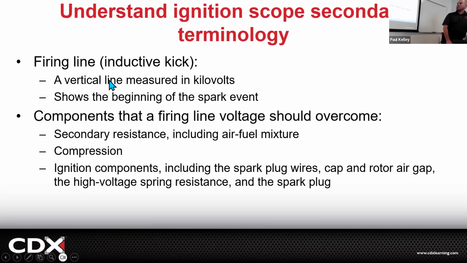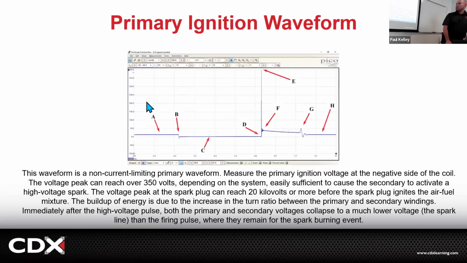The firing line is the vertical line measured in kilovolts. That's going to be really important. That's the beginning of the spark. Hold up. Wait a minute. Do you see E? The height of E is the firing line. That's how many volts it took to get the burn started. So what do you think if you had a spark plug gap that was really big? You know, that's a big gap to jump. Don't you need more volts to jump a big gap? So what's that line going to look like?